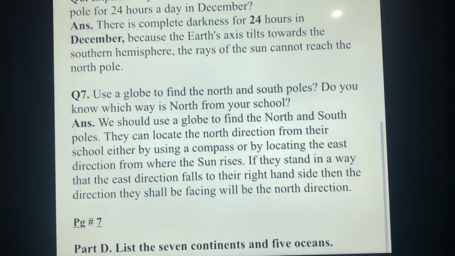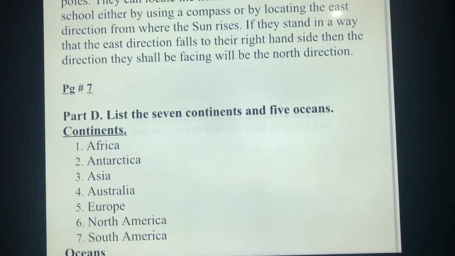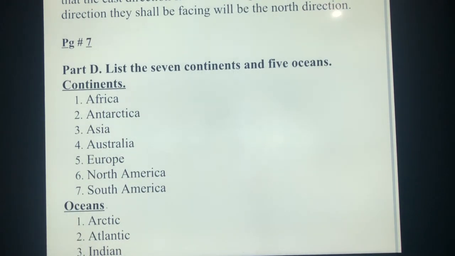Question number 7. Use a globe to find the north and south poles. I have just written the answer for you. You can read from here as well, but this is the kind of practical stuff for you people. So what you need to do, you have to solve it on your own. So this is page number 7. What we were assigned to do.